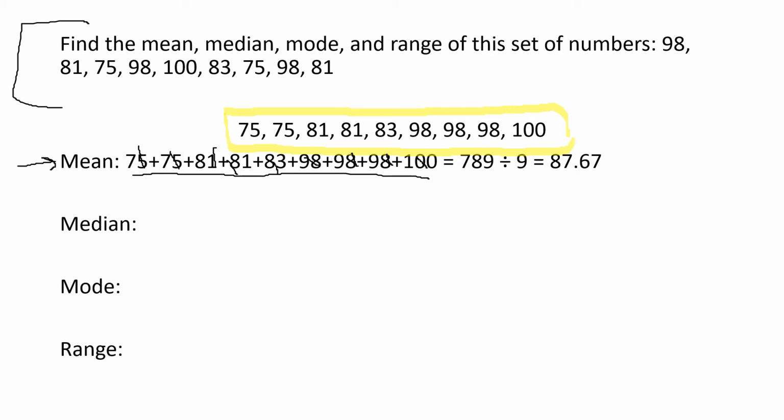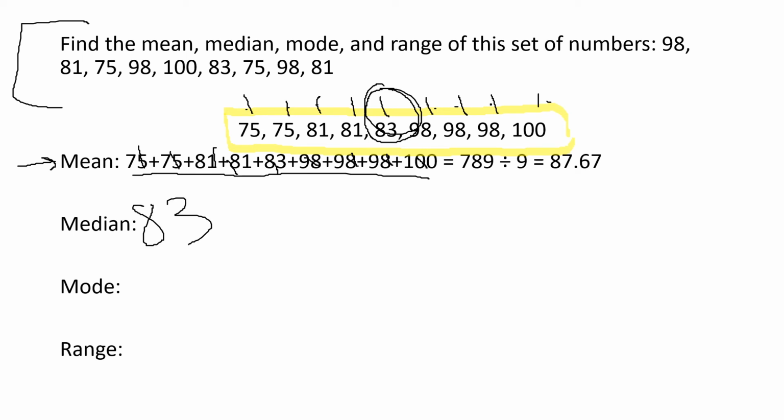So the mean, you just average them together. Add them, then divide by the number of numbers. The median is when I come up to this list of numbers, the middle number. I have 9 numbers, 1, 2, 3, 4, 5, 6, 7, 8, 9. The middle number is going to be the number that's directly in the middle. So 1, 2, 3, 4, 5. 1, 2, 3, 4, 5. So the median is 83.